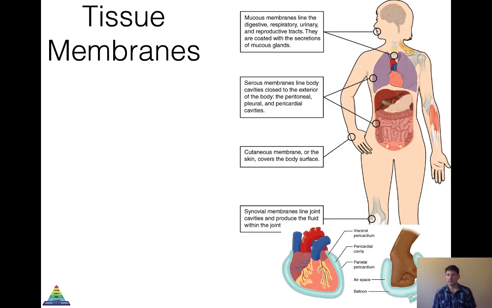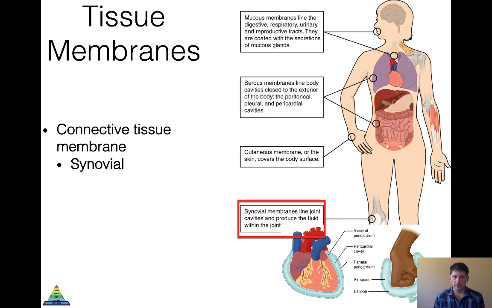Now, before we begin, let's talk about tissue membranes. Tissue membranes are membranes made of tissue, and they help compartmentalize our bodies. If you remember from Unit 1, we talked about the different body cavities that exist. You can see this image in the bottom right of your screen.